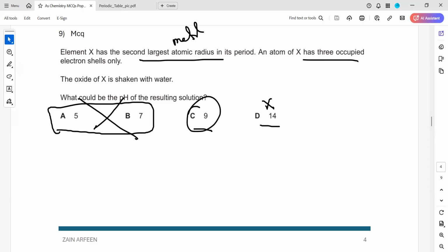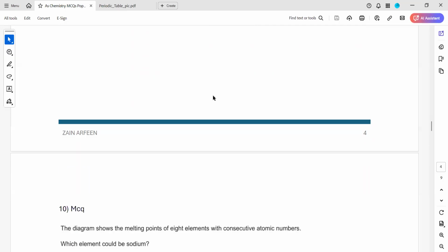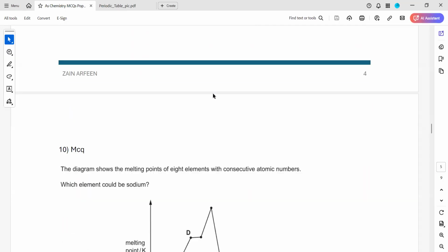Is it clear? How do we conclude the pH of the resulting mixture of this oxide? First we identify the element, it's a metal. Then from the period, it's period 3, so we identify it should be magnesium. Because magnesium oxide does not dissolve readily, magnesium hydroxide will form. As a result, a weak alkaline solution, because as we go down the group, the solubility of hydroxide increases. So at the top of the group, the hydroxides are less soluble as compared to the bottom of the group.